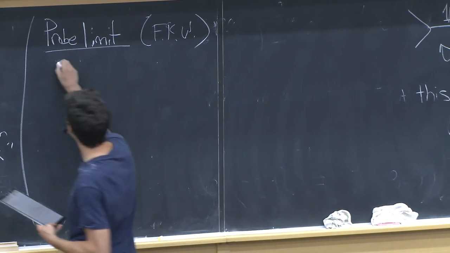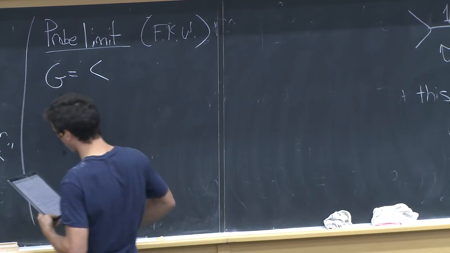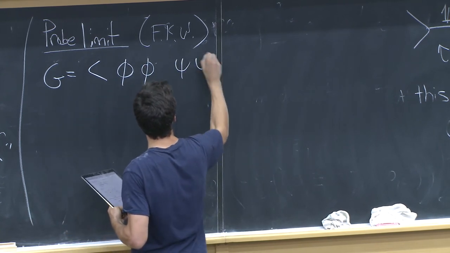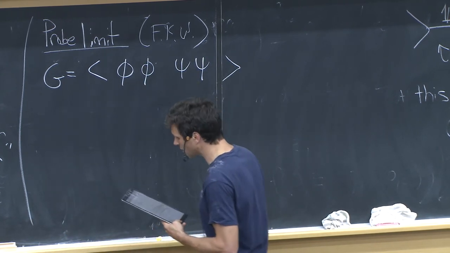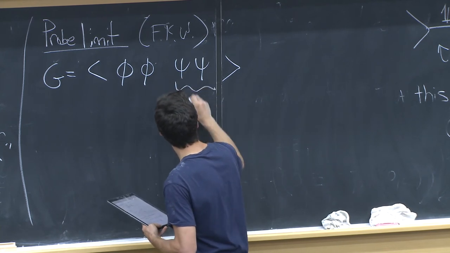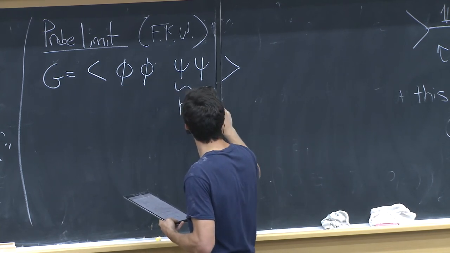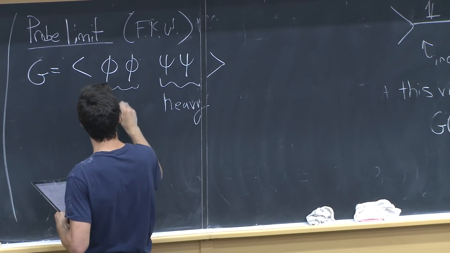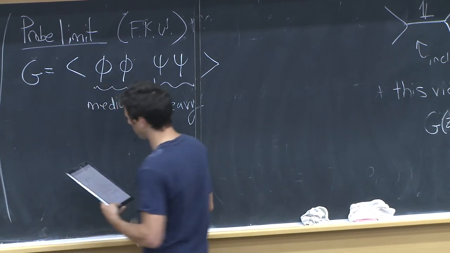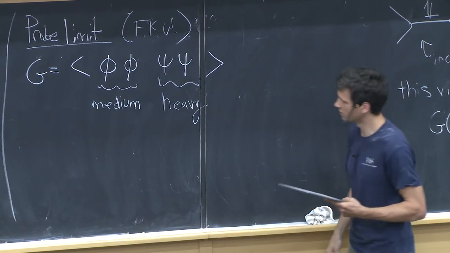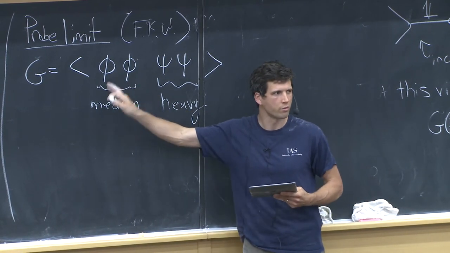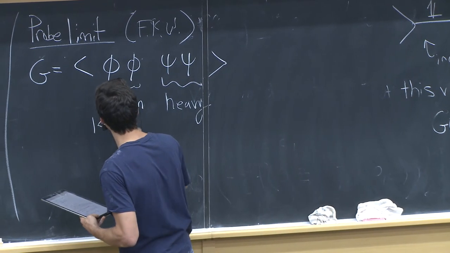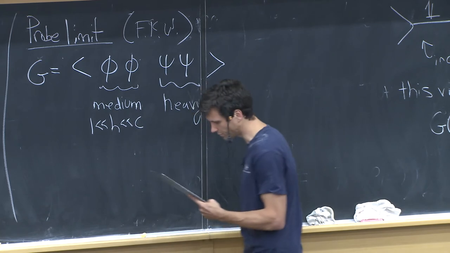So the idea is, instead of taking all four to be very heavy, let's take a correlation function like this, where we have two heavy operators and two medium operators. In the literature, these are called light. They're much greater than 1, but much less than C. So 1 is much less than H, which is much less than C.